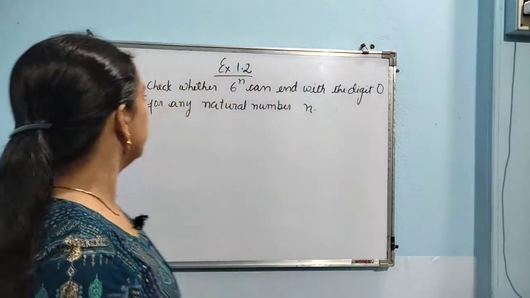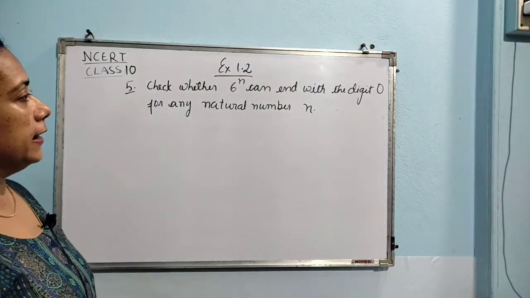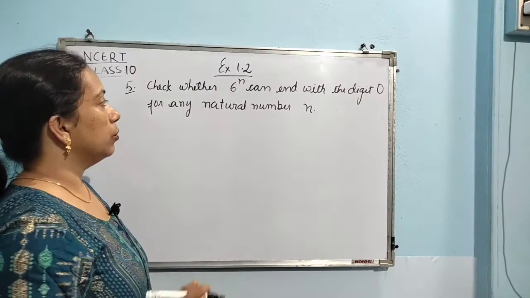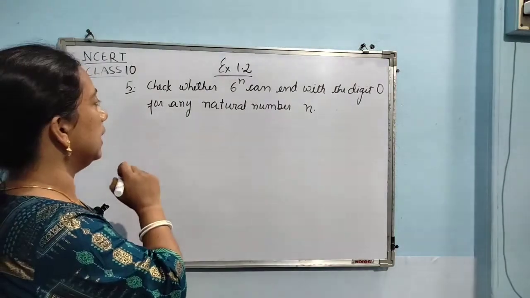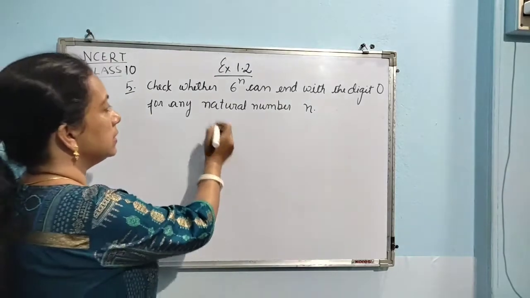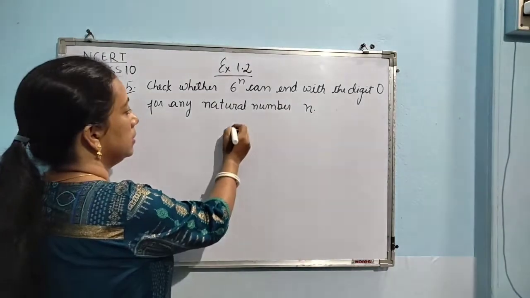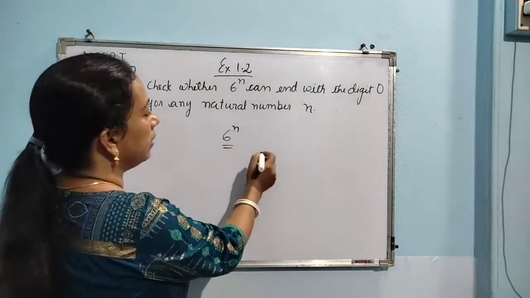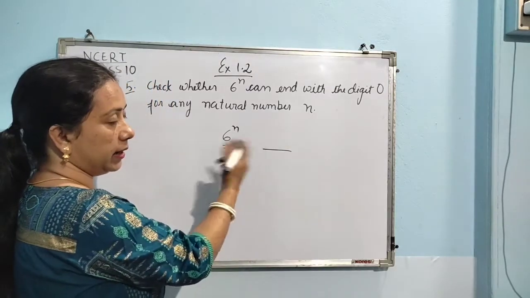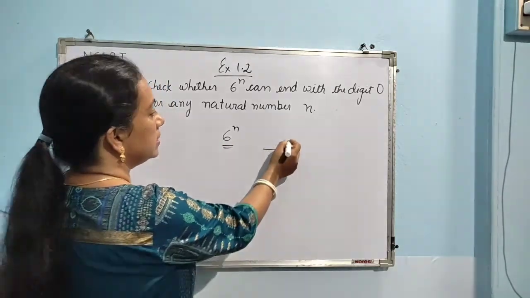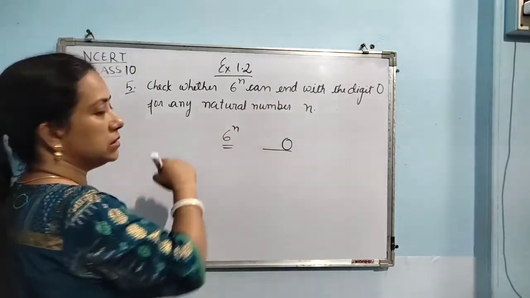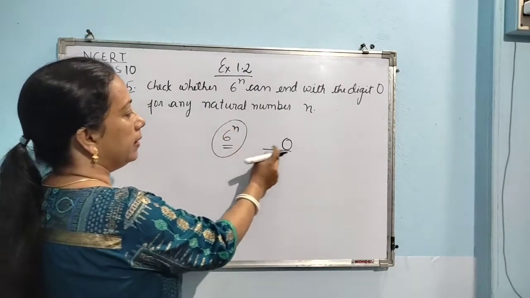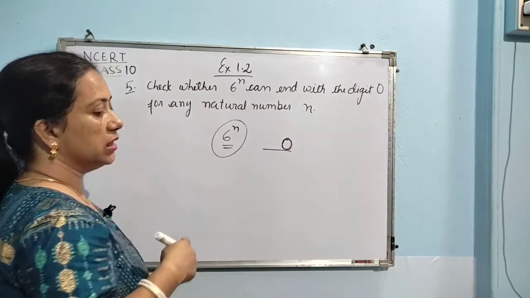The question number 5. Check whether 6 to the power of n can end with the digit 0 for any natural number n. What they have told is, we have to check whether a number in the form 6 to the power of n can have a value that ultimately ends with 0, that is, its unit digit is 0. So we have to check whether any number in this form will end up with 0, means its unit digit is 0 or not.